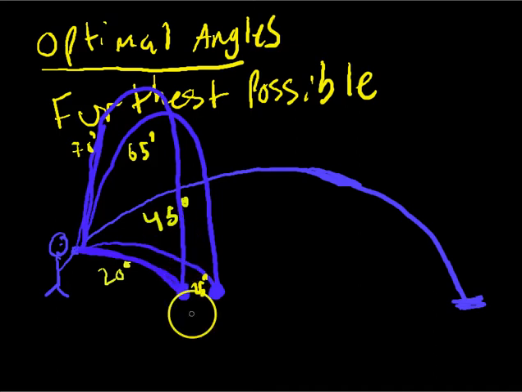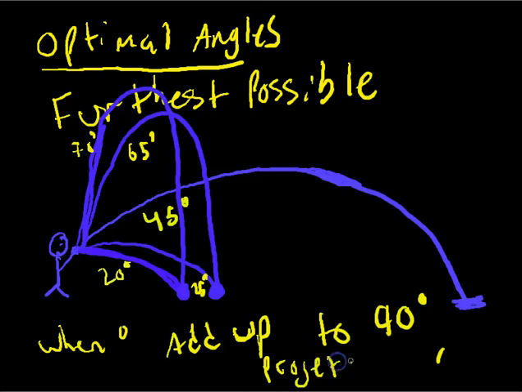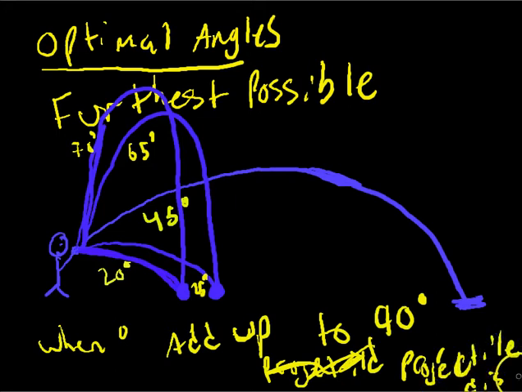Now what we need to notice is when angles add up to 90 degrees, the projectile distance D is the same. I'm not going to write it again, I ran out of room. So when the angles add up to 90 degrees, the ball you're throwing is going to go the same distance as if you were to throw it at either of those angles.